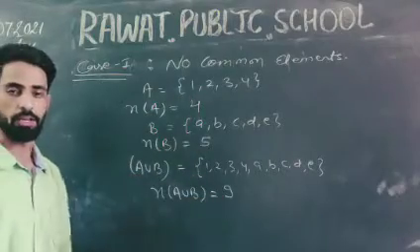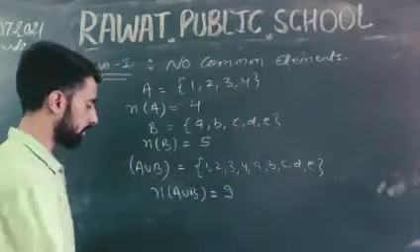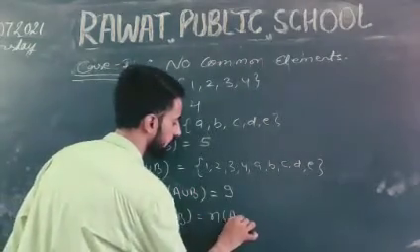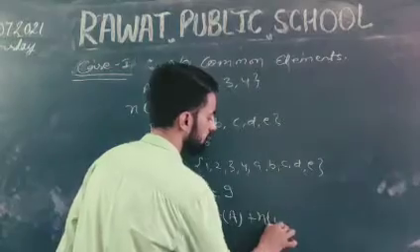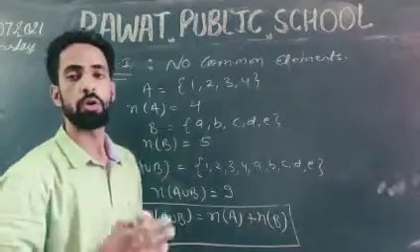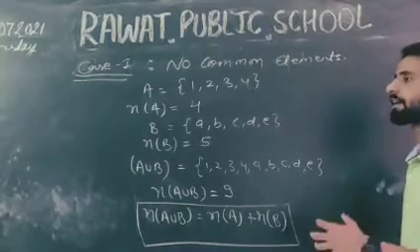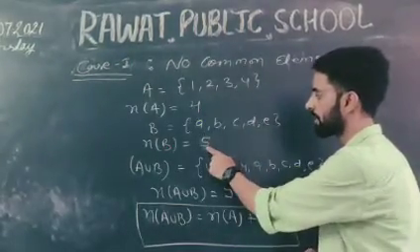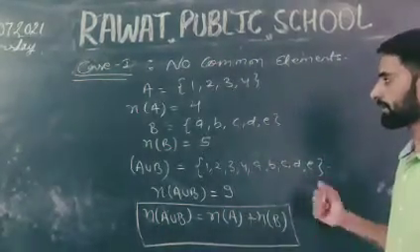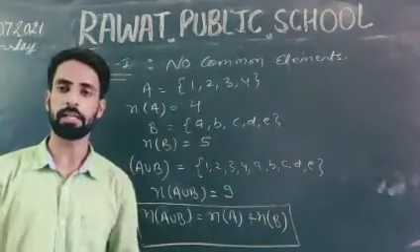4 plus 5. So I can create one formula here. On the basis of this example, I can create a formula which states that n(A∪B) is equal to n(A) plus n(B) when there is no common element. This formula is only applicable when there is no common element. We can directly add the number of elements in set A and set B to give us the total number of elements in A union B. Right? Now let's discuss case 2, when there are some common elements present in the sets.